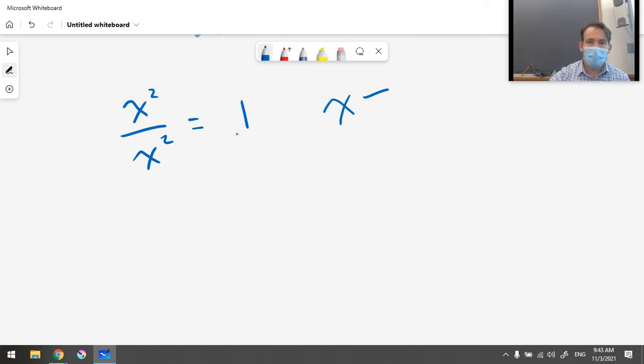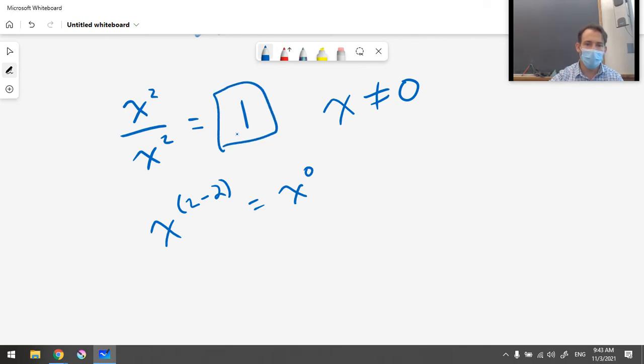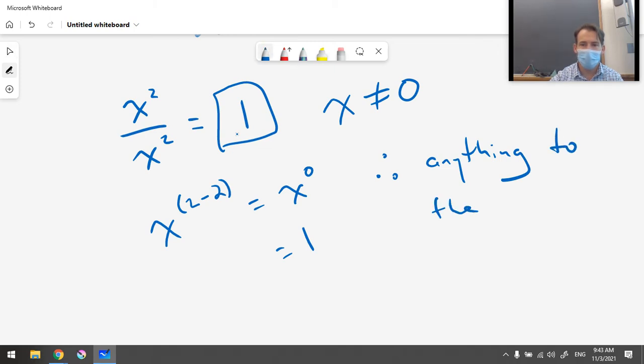But I have some restrictions here. x is not equal to 0. And that's from our last unit. We want to remember x is not equal to 0 here. 0 to the 0 is not necessarily 1. But x to the 2 over x to the 2, I could write this as x to the 2 minus 2, and that would be equal to x to the 0. 2 minus 2 is 0, so that's x to the 0. So that is equal to 1. So therefore, anything to the 0 is 1.